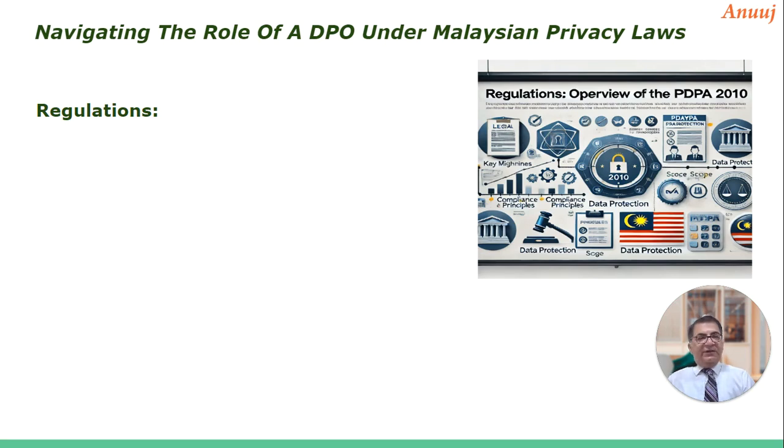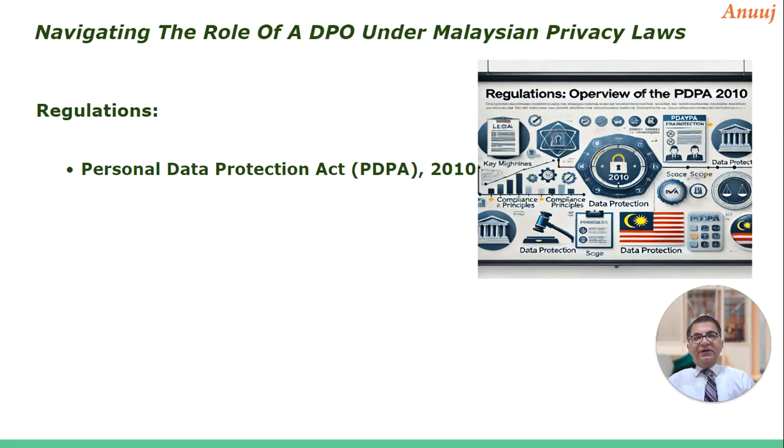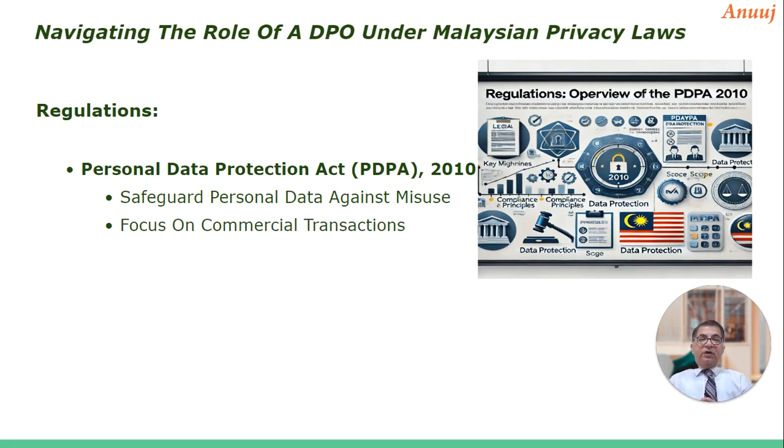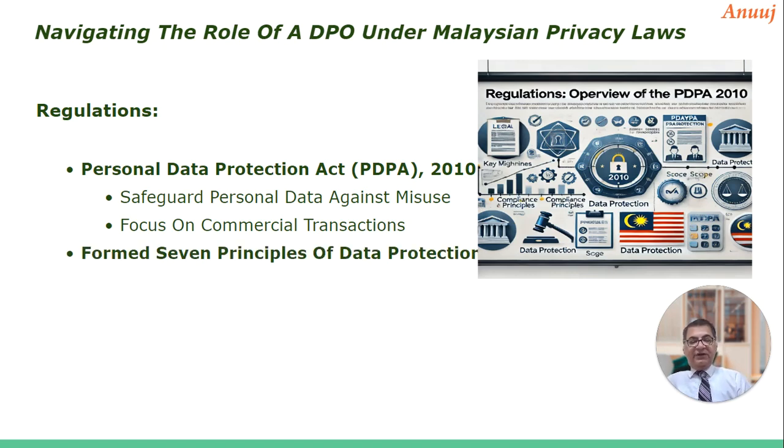So what are the Malaysian regulations? Malaysian regulations are also called the Personal Data Protection Act (PDPA), which was launched in 2010, and that was largely to safeguard against the misuse of personal data that is collected for any purpose. The initial focus was more on commercial and financial transactions. They have formed 7 different principles of data protection, and in coming times we will talk about those principles separately.